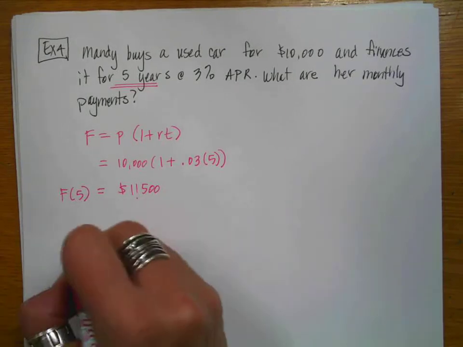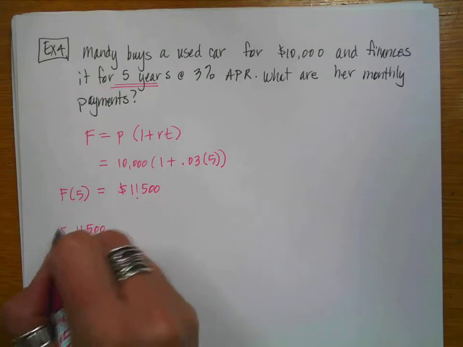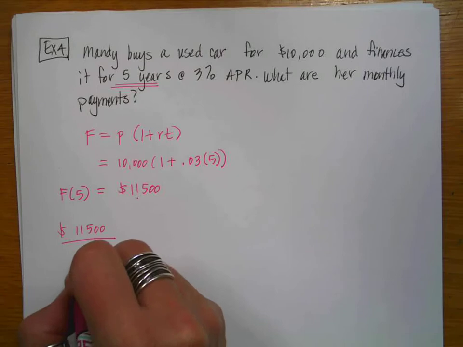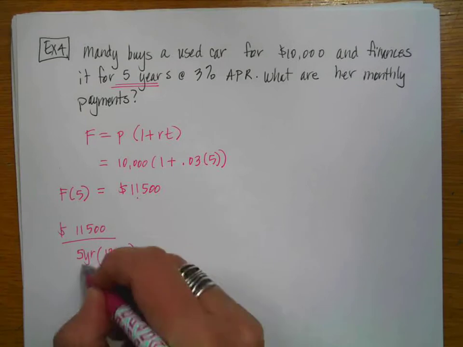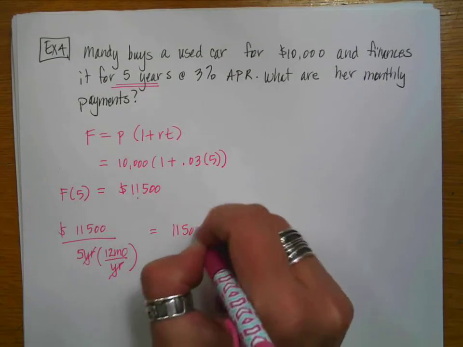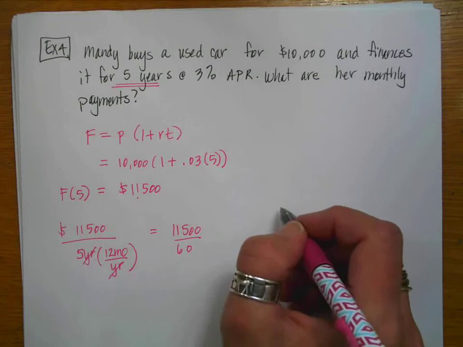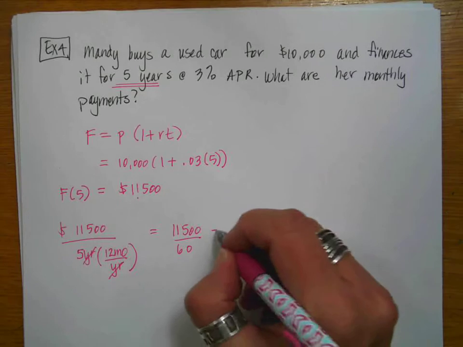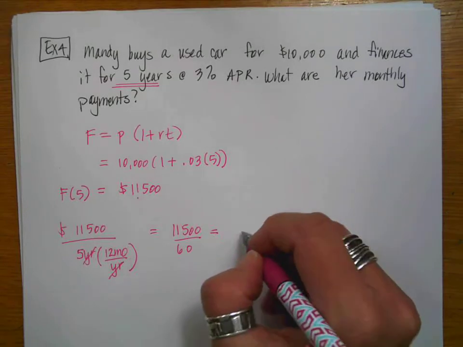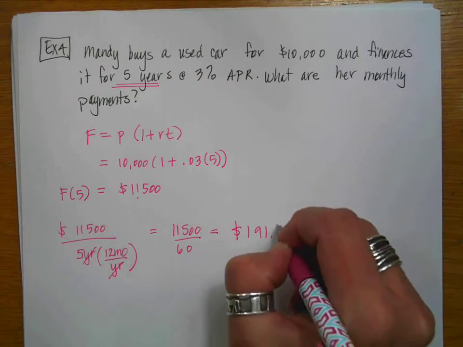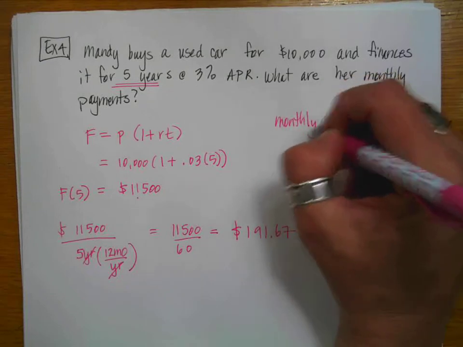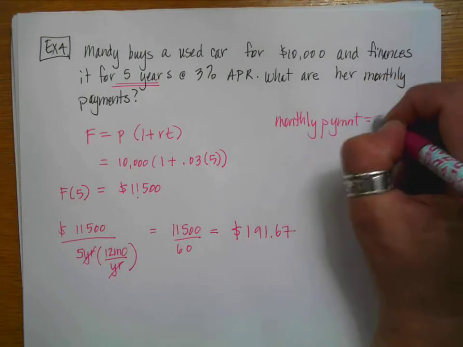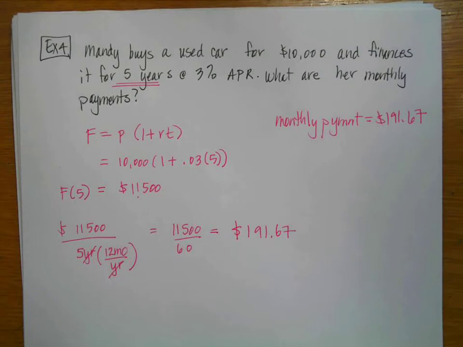Okay? So now I'm going to take the future value. So I'm going to take the $11,500, and I'm going to divide it by 5 years, and there are 12 months per year. So my years cancels. So this is going to be 11,500 divided by 60, and we get that her monthly payment is going to be $191.67. So I'm going to report monthly payment is going to equal $191.67.